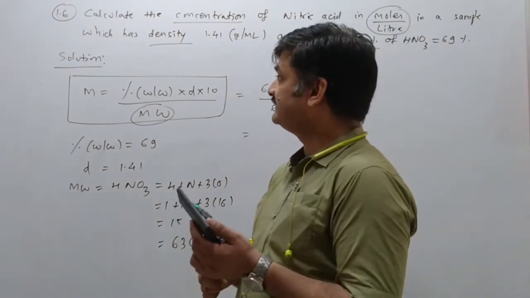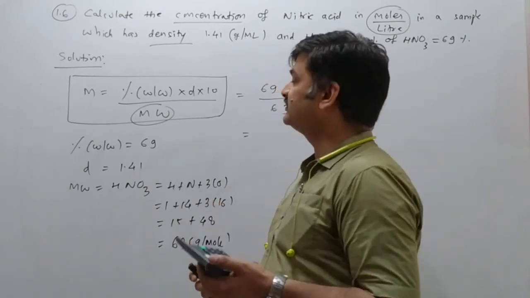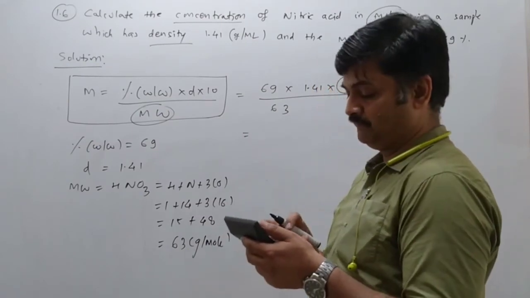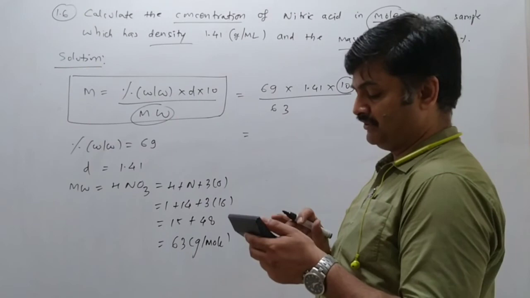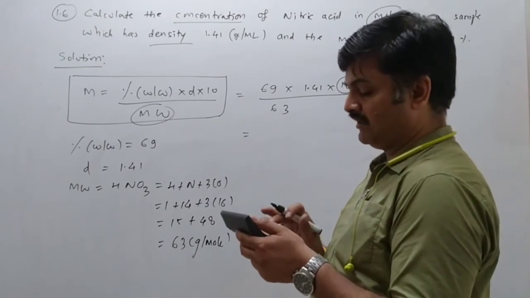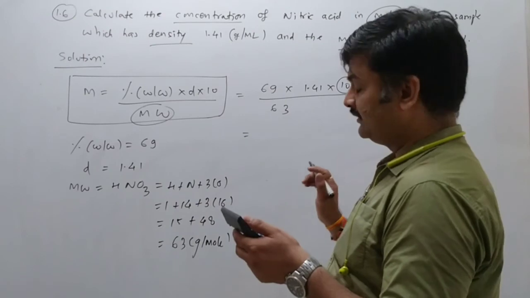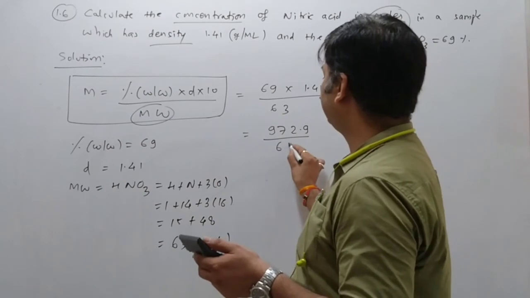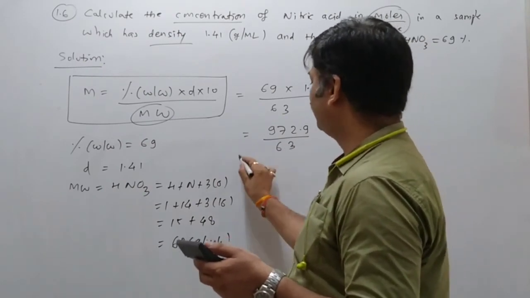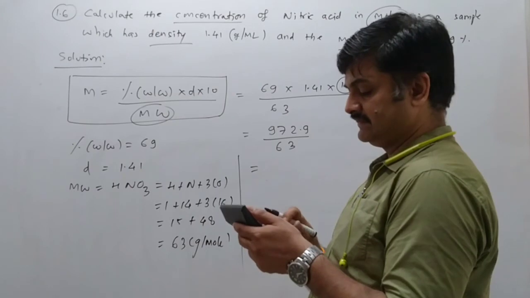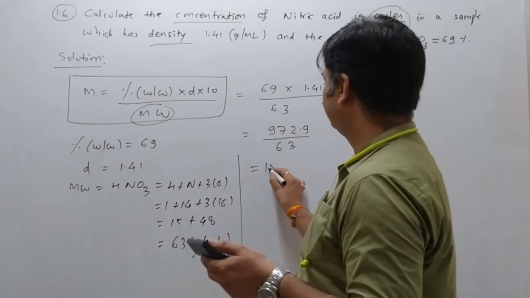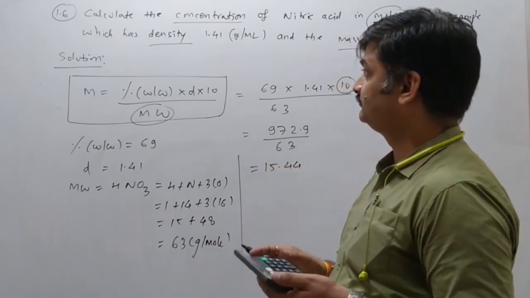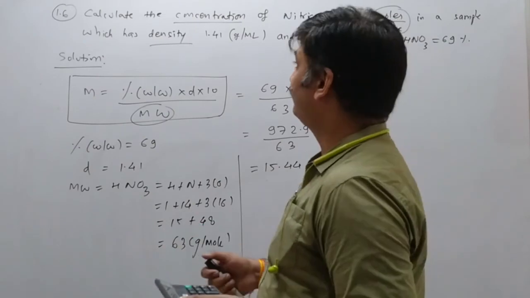So whenever percentage is given and density is given, this is the shortcut formula with the help of which we can find molarity. So 69 into 1.41 into 10 gives 972.9, and then divided by 63. Now if you solve this, divide by 63 is 15.44. So this will be the molarity of HNO3.